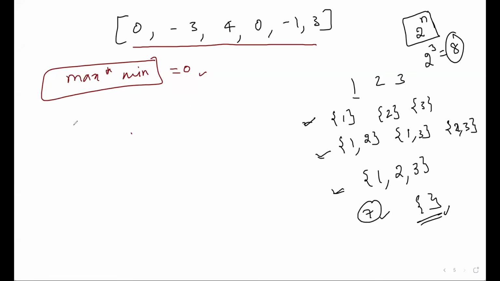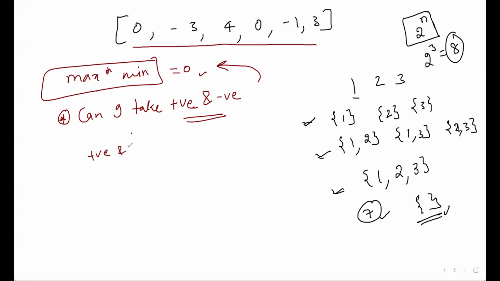Okay, one hint I would like to give you here, or my question here is, can I take a positive and a negative number in my subsequence together? Can I take a positive and negative number in my subsequence which can give me maximum into minimum equal to 0? No. Nandini is saying yes. No, it is no. You cannot take positive and negative values in your subsequence. Your subsequence cannot contain both positive and negative values at the same time. This is the observation.